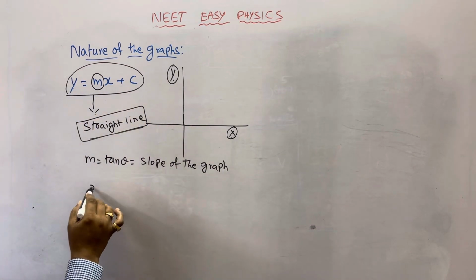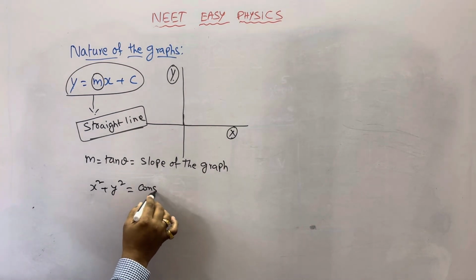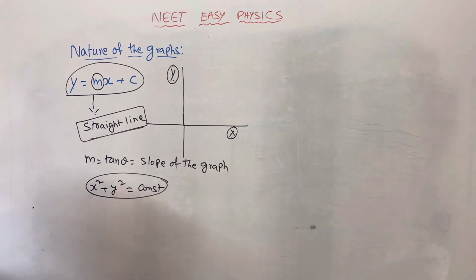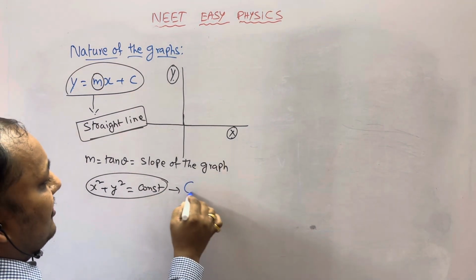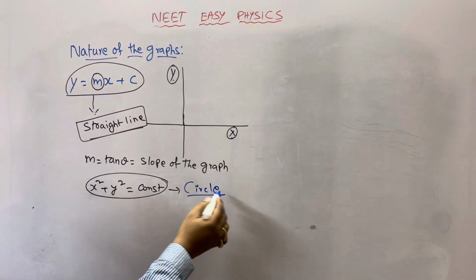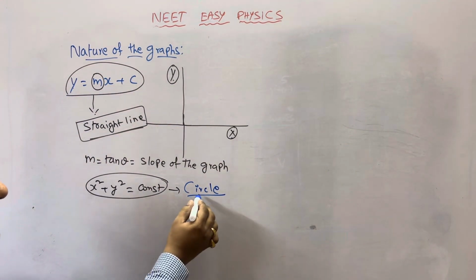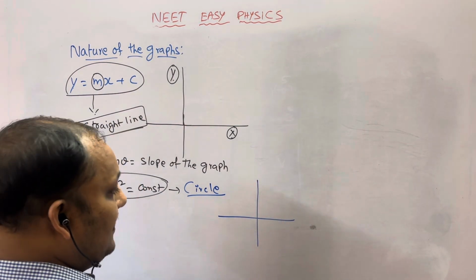Next, if you get the relation between y and x like this, x square plus y square equal to some constant, then what will the nature of this graph become? The nature of this graph is a circle whose center is at the origin. The nature of the graph is going to become a circle.